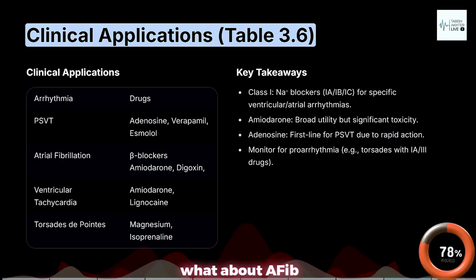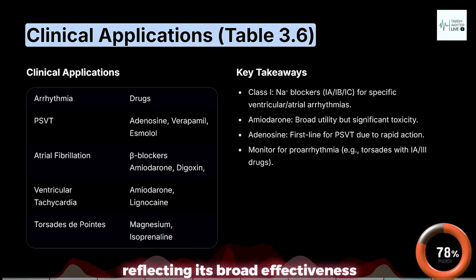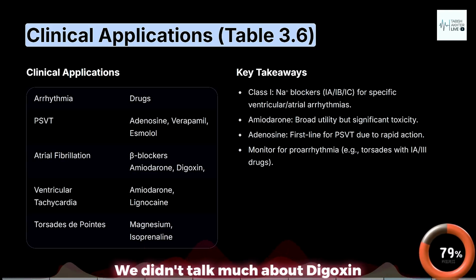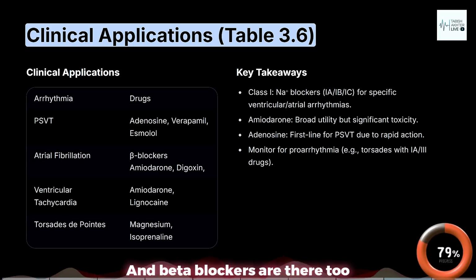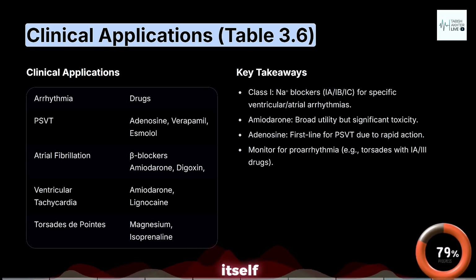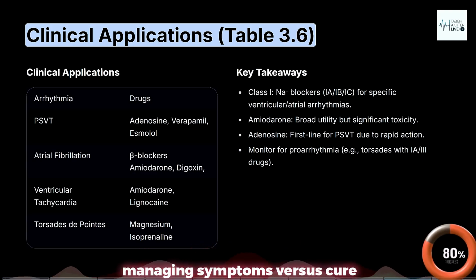Okay, what about AFib? When we look at atrial fibrillation, amiodarone is on the list, reflecting its broad effectiveness. You also see digoxin. We didn't talk much about digoxin. No, it's another drug sometimes used, mainly for rate control. And beta blockers are there too, again, often used to control the heart rate rather than fix the rhythm itself. Shows the multifaceted approach to AFib. Right, managing symptoms versus cure.